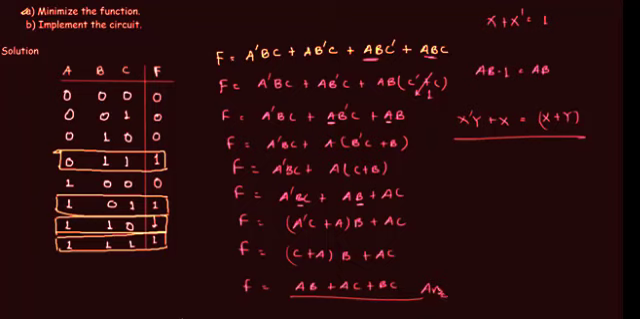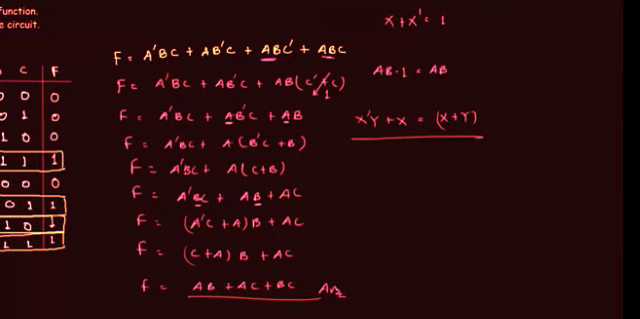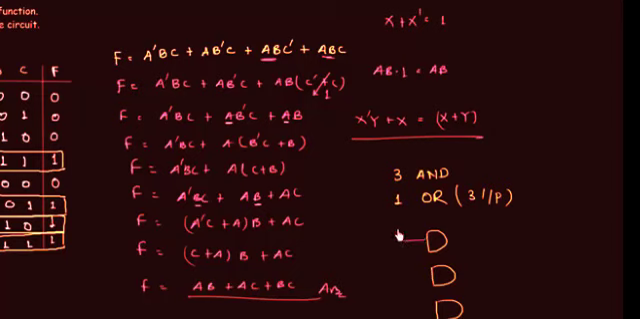And now we have to implement the circuit. It's very simple to implement this circuit. We have to use 3 AND gates and 1 OR gate, and remember this 1 OR gate is a 3 input OR gate. So we will do it quickly. We require 3 AND gates. The first AND gate will have inputs A, B. The second AND gate will have inputs A, C. The third gate will have inputs B, C.